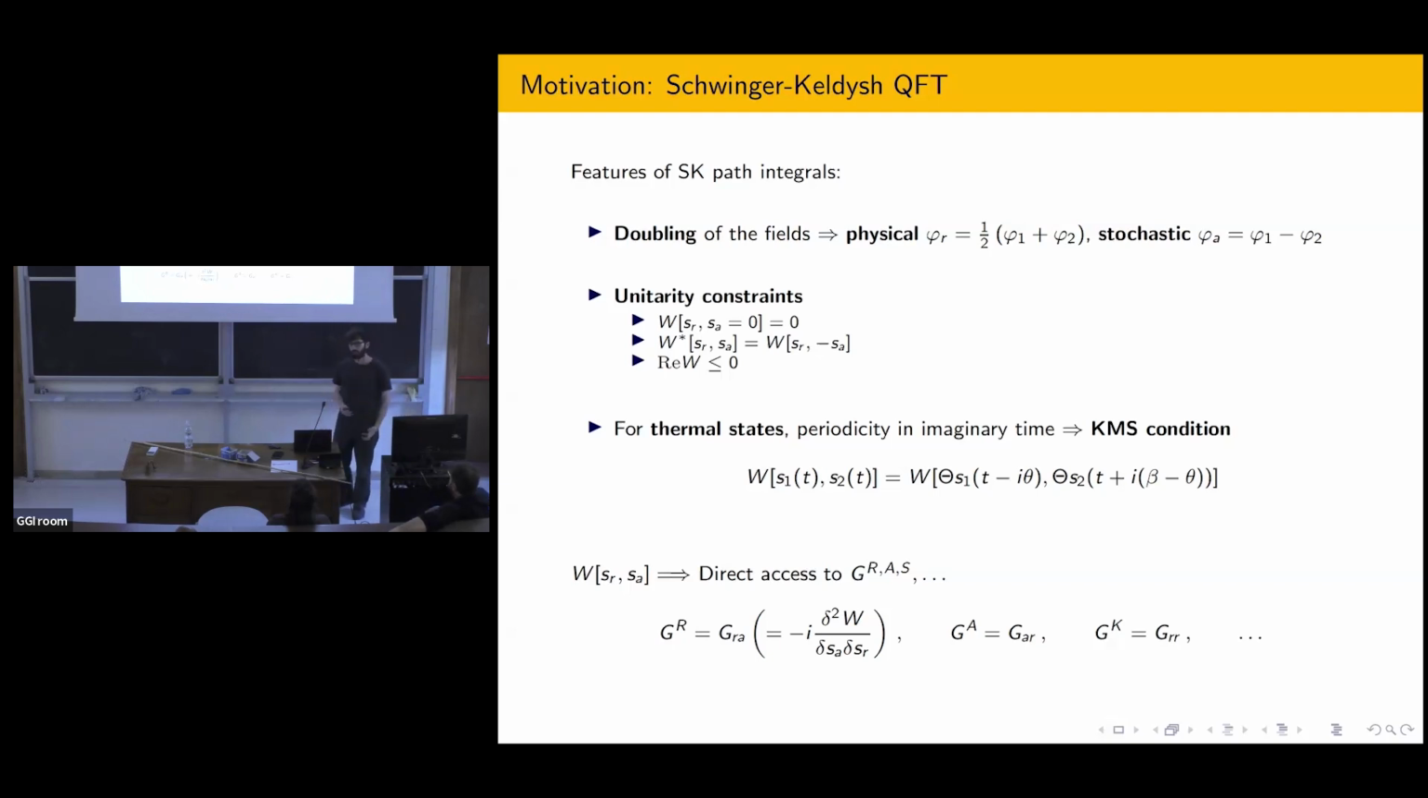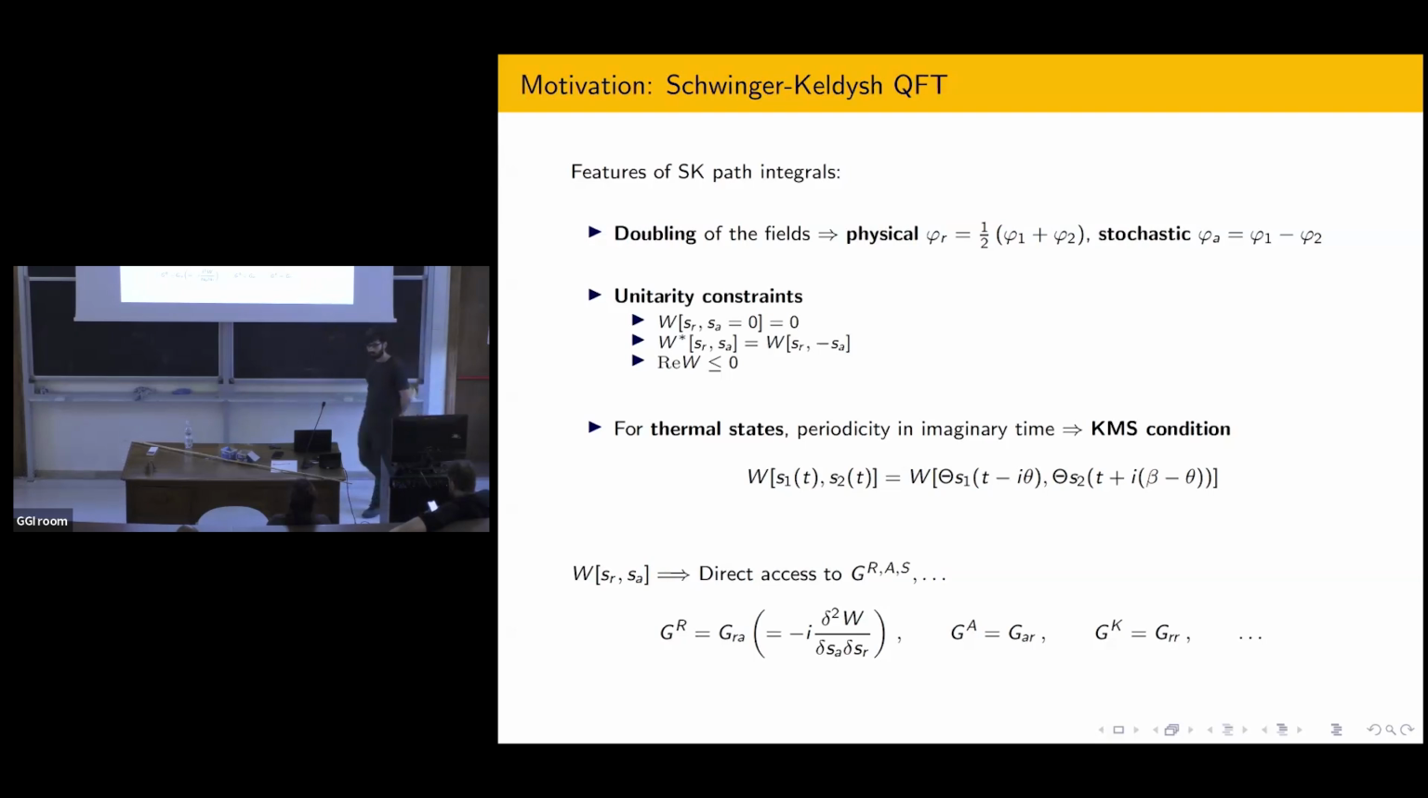We know that the underlying UV quantum field theory should be unitary. This imposes some constraints which will play an important role on the generating functional, which are shown here. For example, when we set the sources to be equal on the two legs of the contour, or in other words, the difference to be zero, then the generating functional should be zero. And there are some reflection properties and also some positivity of the real part of W. These all come from microscopic unitarity.